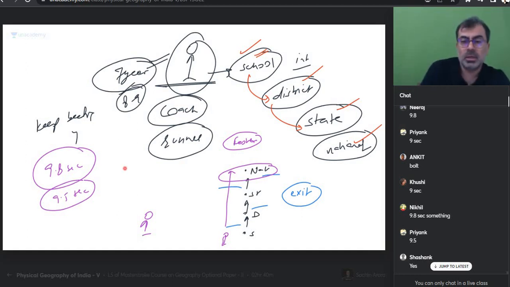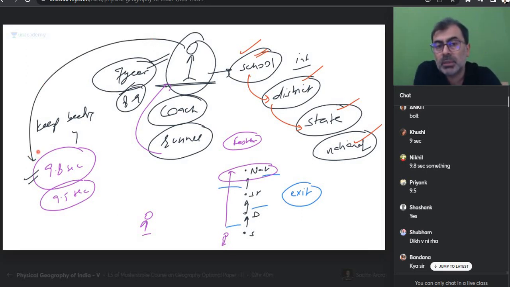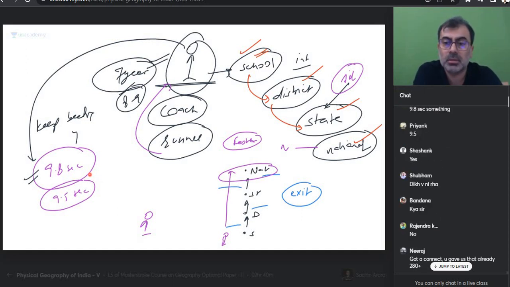Yes, sir. I'm saying the coach should take this boy and tell him this is the target. The boy is practicing for 9.8 seconds. He doesn't know any school, district, state or national, no politics, nothing. He is practicing for 9.8 seconds. And one day the coach gets an invite that selections are happening for state level, national level. If this boy is taken over there, will it be difficult or easy?